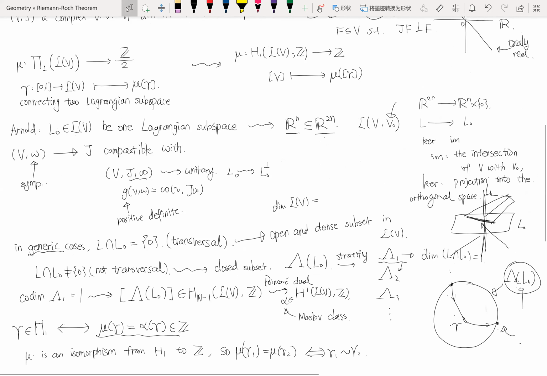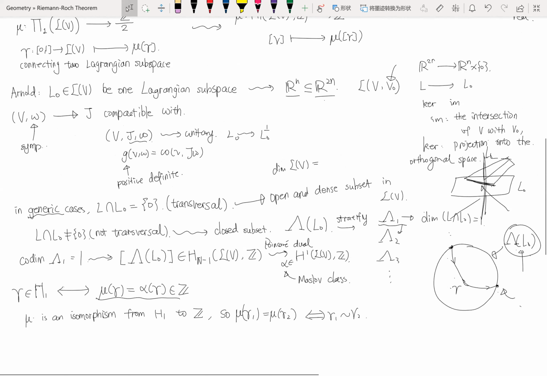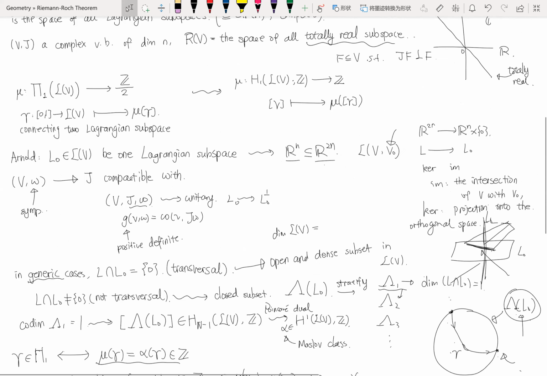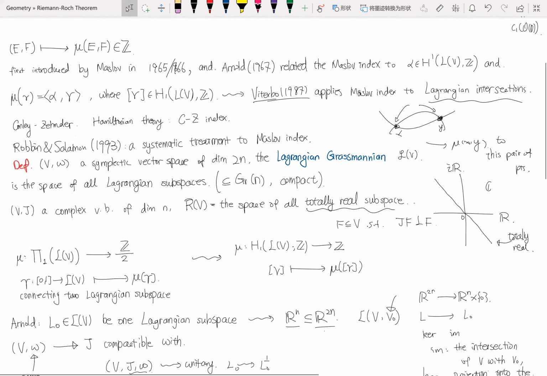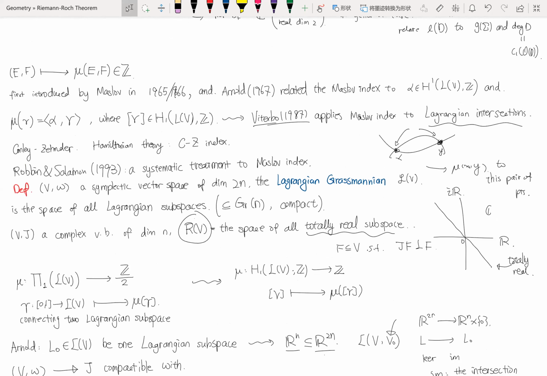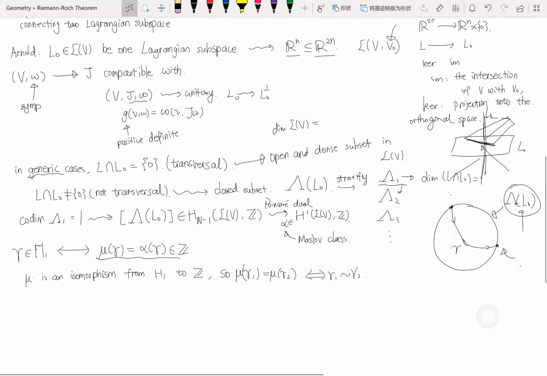But here we will use a more convenient case so that we can also consider a similar Maslov index on RV. The reason is that here we are not considering symplectic vector bundles. We are considering complex vector bundles or bundle pairs, which is a pair consisting of one complex vector bundle with a totally real subbundle. So we are going to consider RV instead of LV.